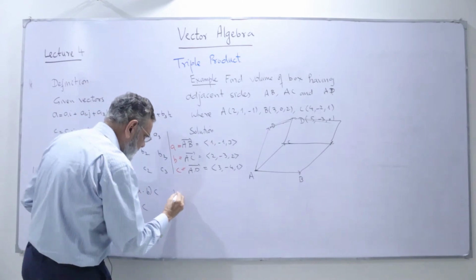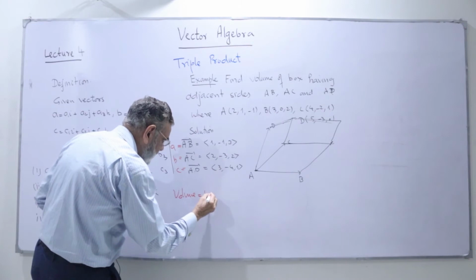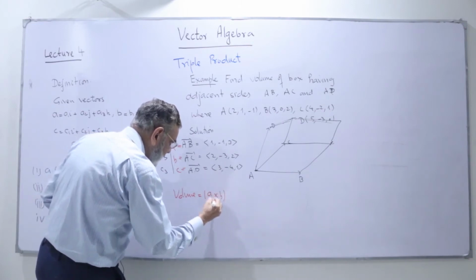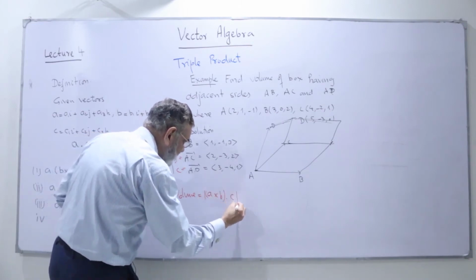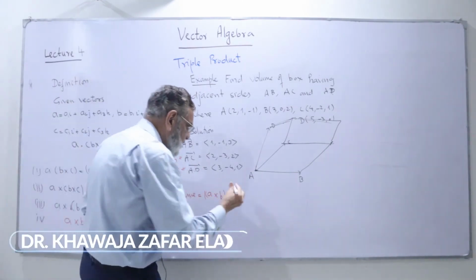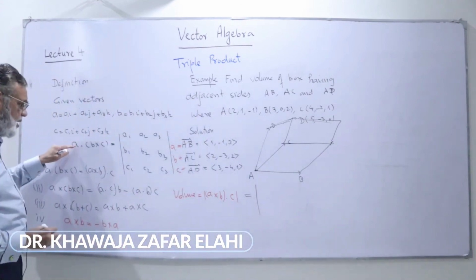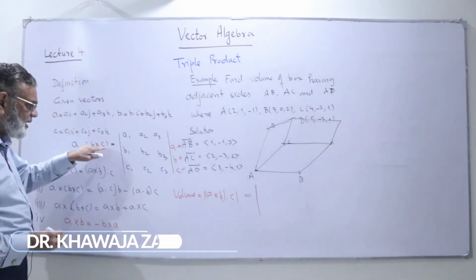So what's my volume? My volume is equal to the absolute value of A cross B dot C. Why take absolute value? Because volume is always positive. So I can take my components of A, B, and C, by taking my definition here: the component of A, then component of B, and then component of C.